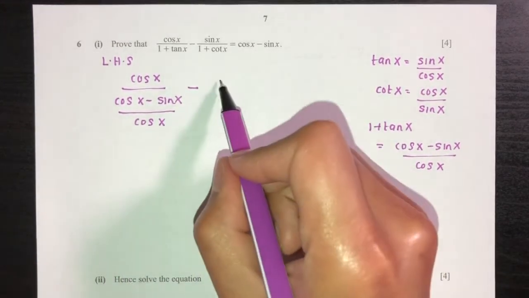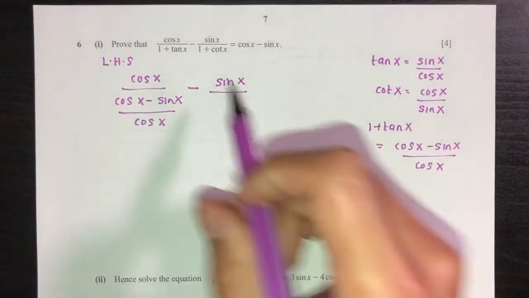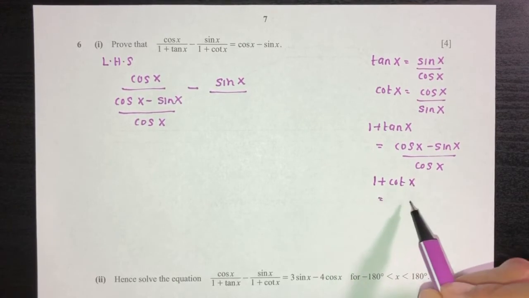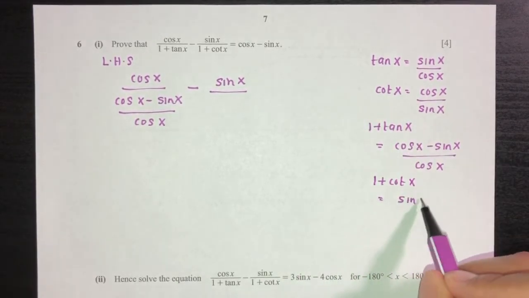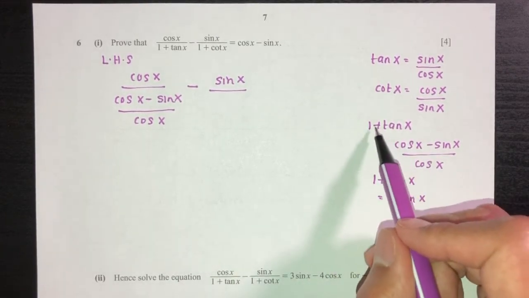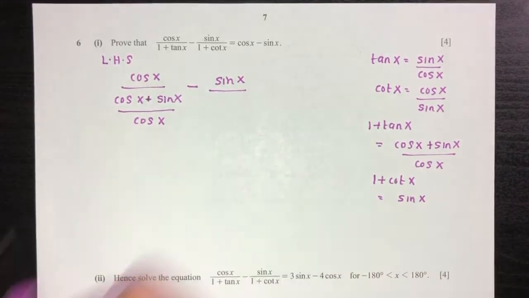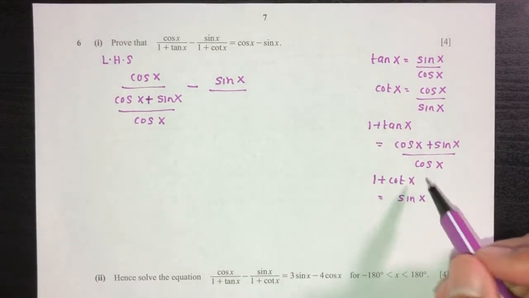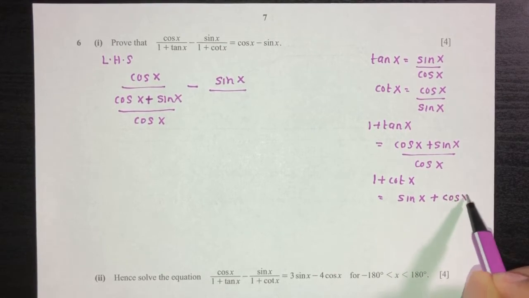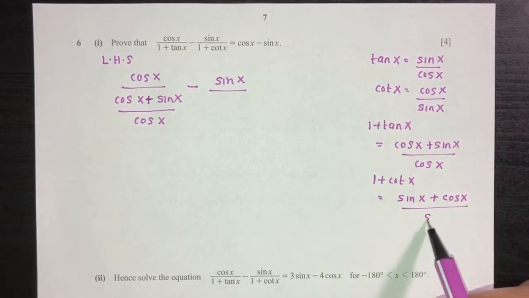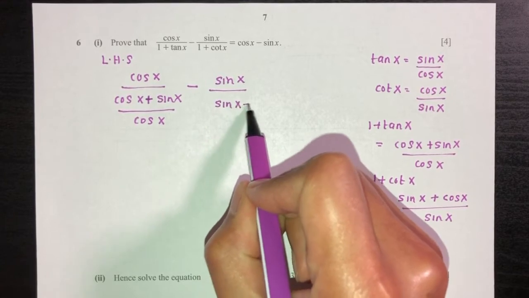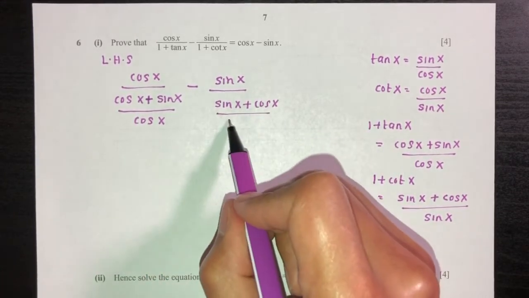Now minus, we have sin x on top. What is 1 plus cot x? So 1 plus cot x is equal to 1 plus cos x over sin x. This one was actually plus. Why did I put minus? Should be plus. Mistake. That should be plus. That should be 1 plus of sin x plus cos x over sin x. So replace back in the equation. That will be sin x plus cos x over sin x.